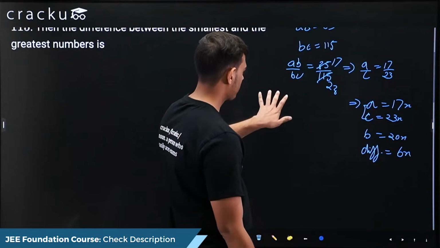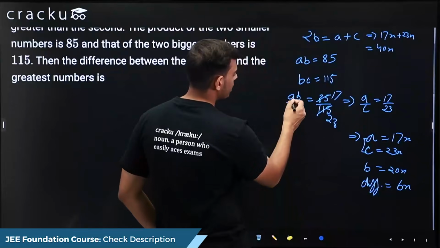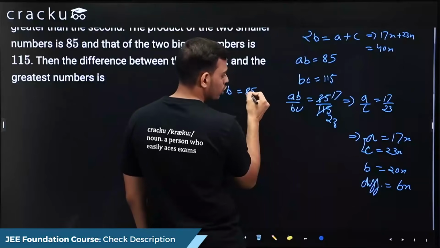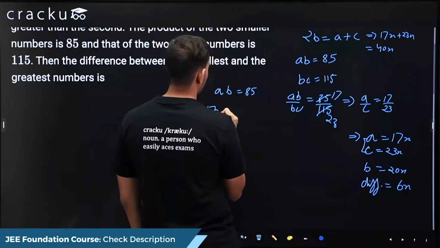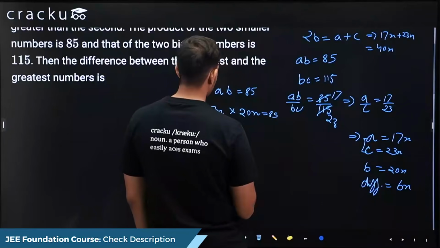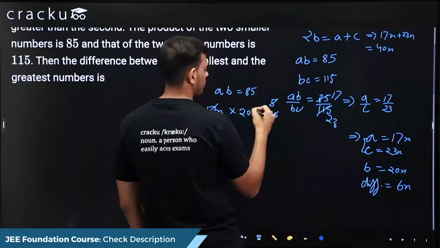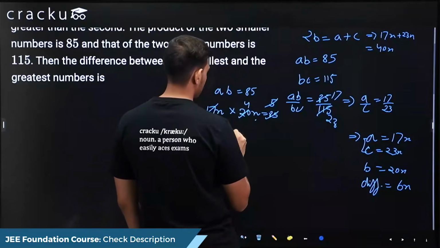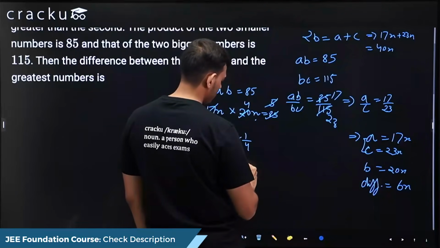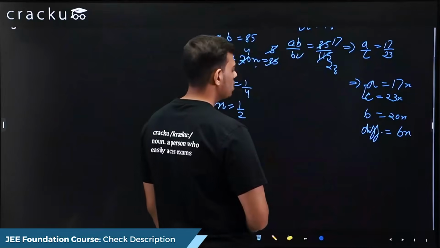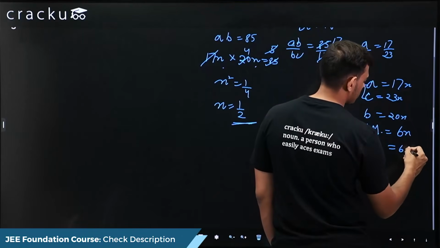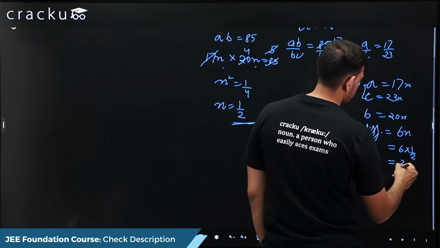Let's try. AB is 85. What is A? 17x. What is B? 20x. So 17 times 5 times 4 times x into x, x square equals 1 by 4. X equals 1 by 2. Now, if x equals 1 by 2, the difference will be 6 times 1 by 2, which is 3.